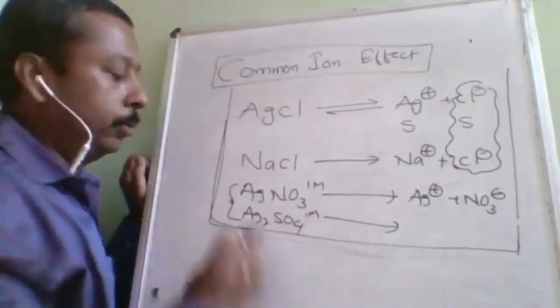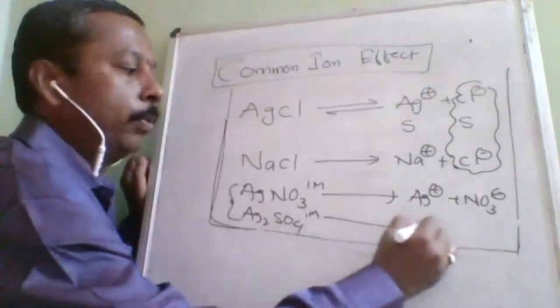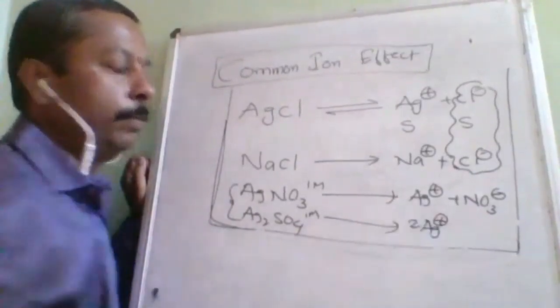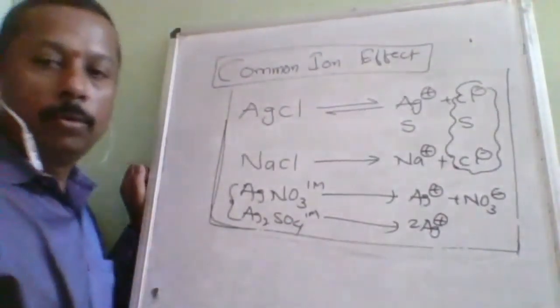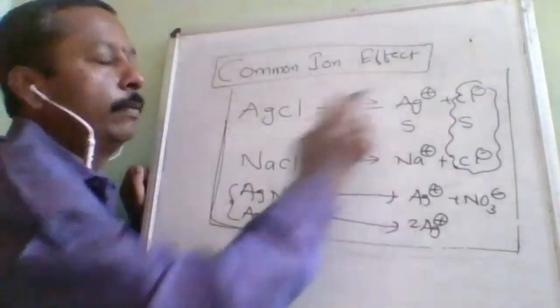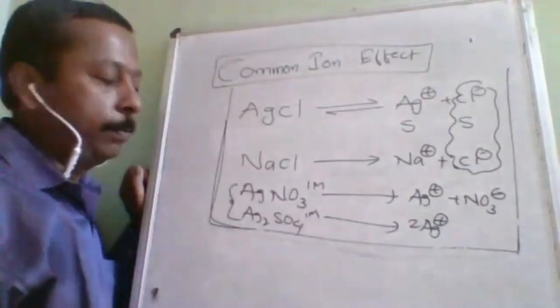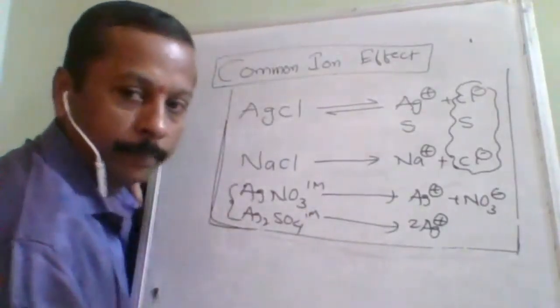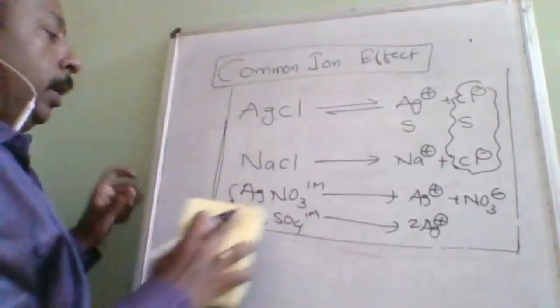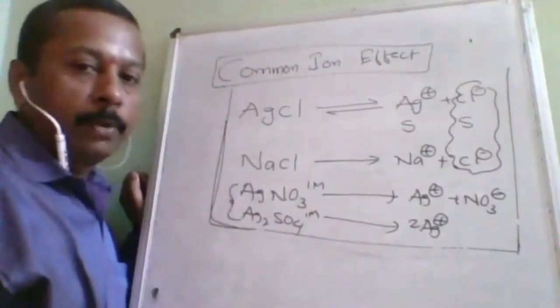So this is going to affect more because it is going to provide you 2 moles of Ag positive. How many moles? 2 moles of Ag positive will be affecting more in comparison to 1 mole of Ag positive provided by AgNO3. Understood? Now here I have taken different examples but with the same concentration.